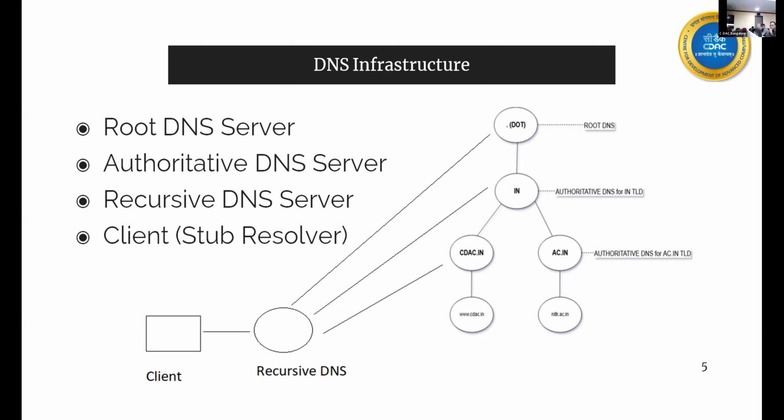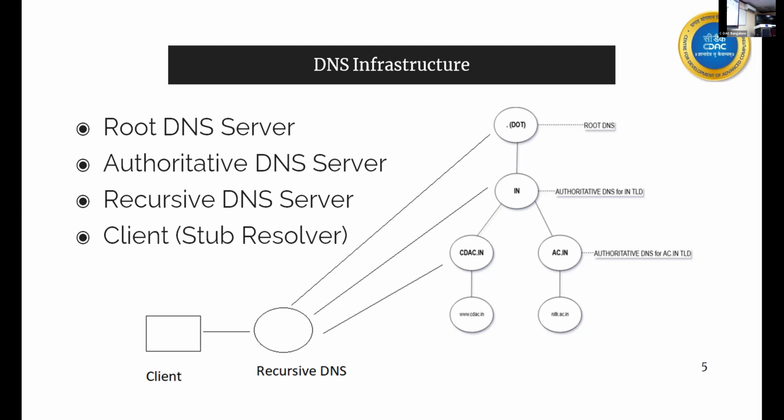Now this recursive DNS server will do what? Because the DNS is very vast, very big, suppose it doesn't have the IP address of this. Then what will it do? The local or recursive DNS server will send a DNS query to the root DNS server. It is called dot. And we have around 13 root DNS servers across the globe, 13. And the replicas are also there.